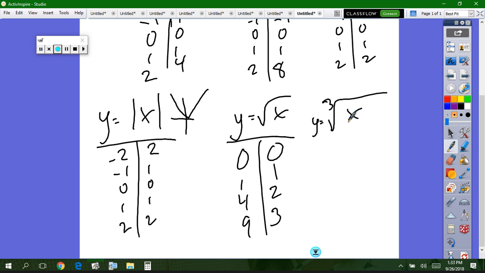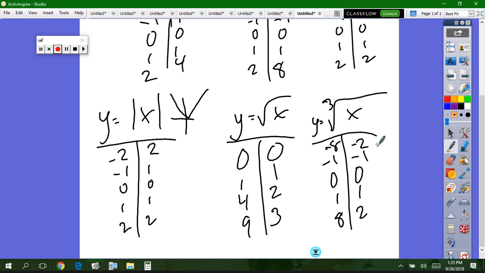How about the cube root of x? What goes into the cube root of x? 0's a good one. 1's a good one. 8's a good one. -1's a good one. -8's a good one. Okay, if you don't have them written down, I'd suggest you write those 6 down. Those are 6 parent functions.